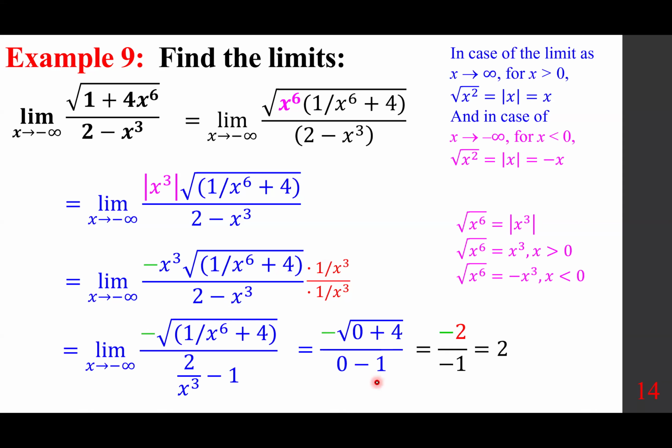So to recap, if the index is even, the answer is the absolute value of x. If it's approaching infinity, it is x. If it's negative infinity, it is minus x. The same thing happens here. And you want to be very careful of that, everybody.